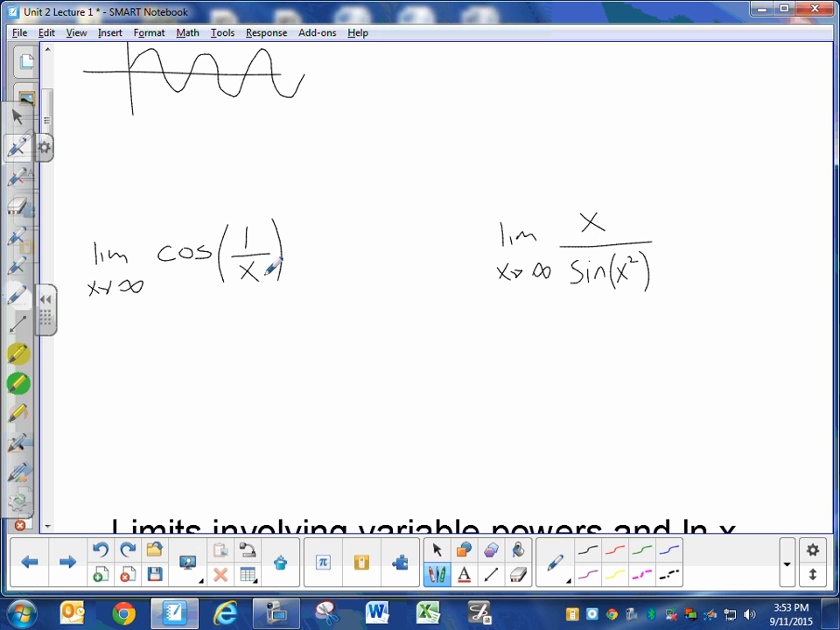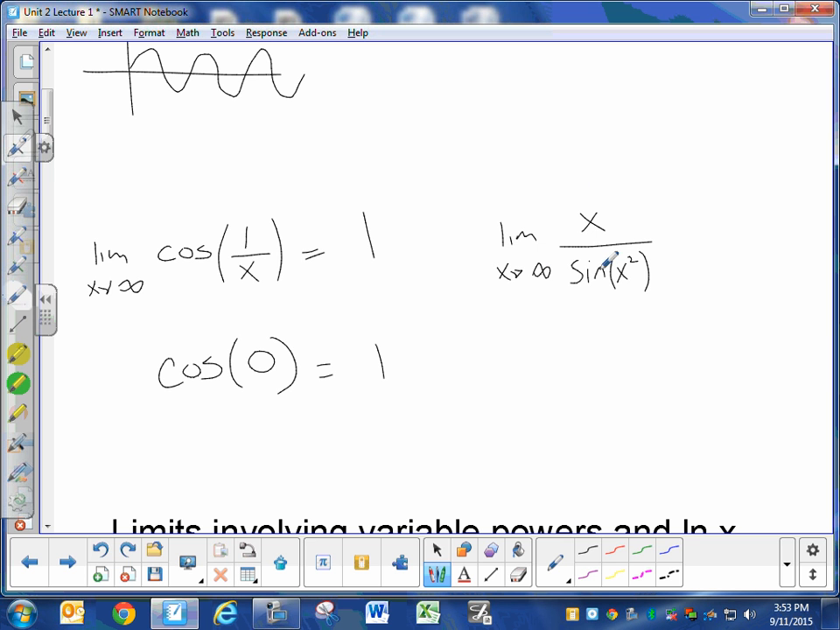If I plug in infinity, the denominator is going to grow. The numerator is going to stay constant. This is going to approach 0. So this is almost like asking me what the cosine of 0 is. Well, cosine of 0 is 1, therefore this must be 1.